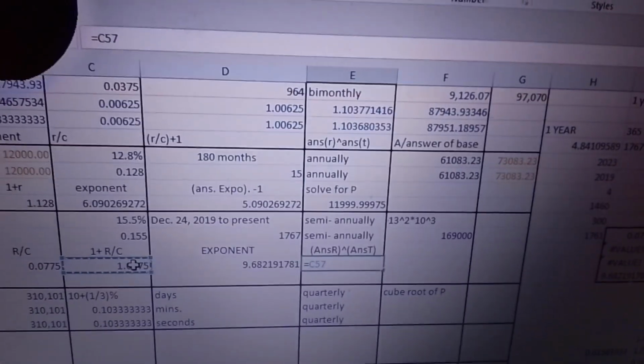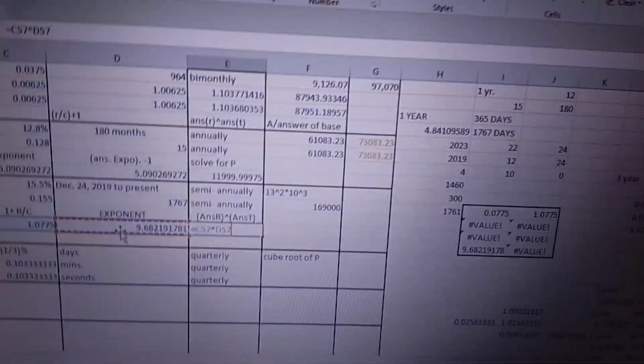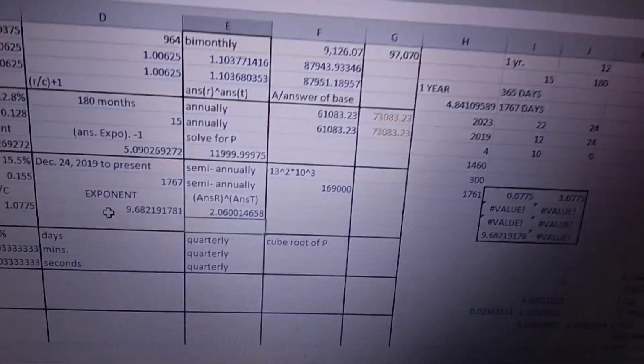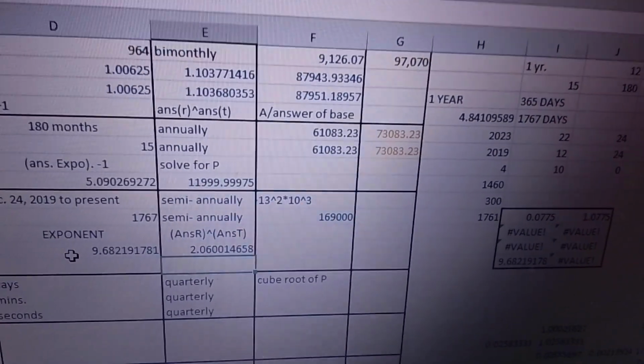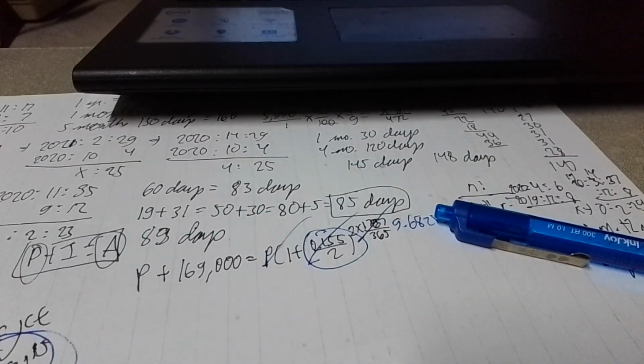So, therefore, ang gagawin namin ay ito. I-raise na namin sa specific na exponent. And when we do so, what answer did we get? We should get 2.060014. And now, di ba, remember, this is our new equation now. Let me type this in a calculator to verify if this is true.